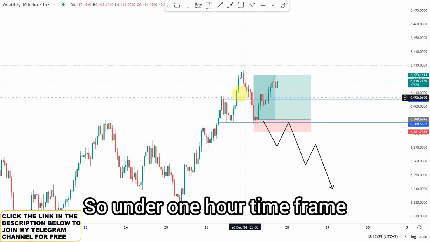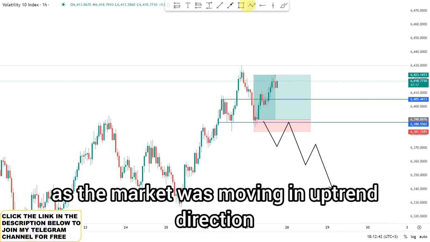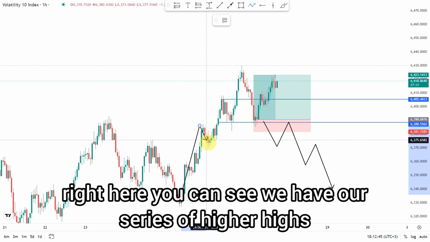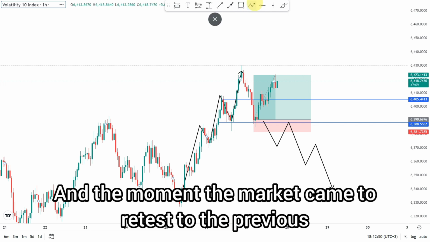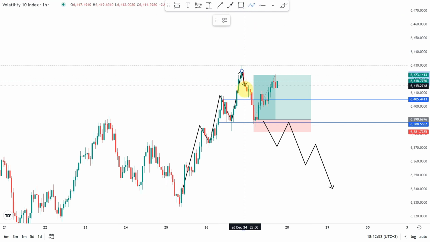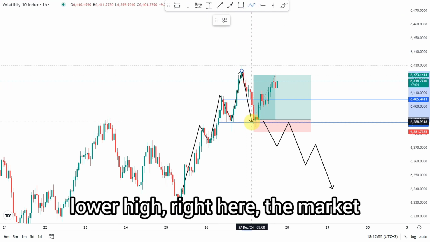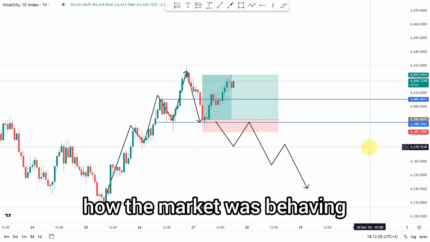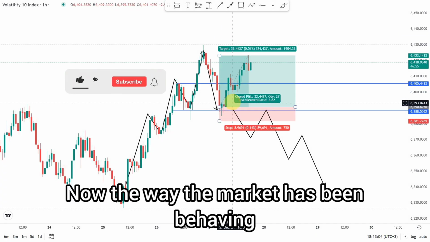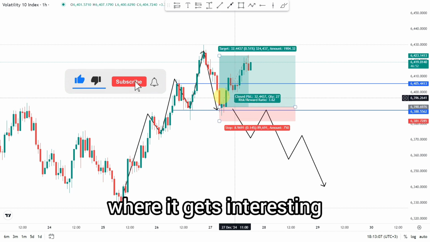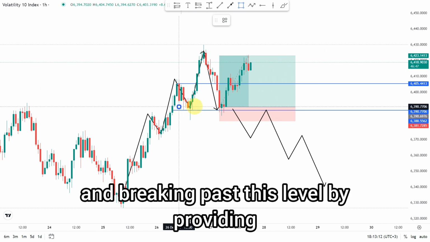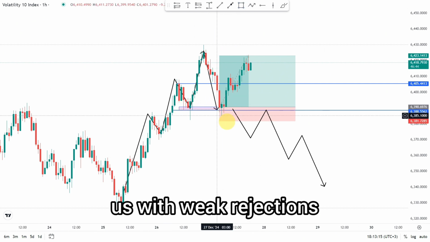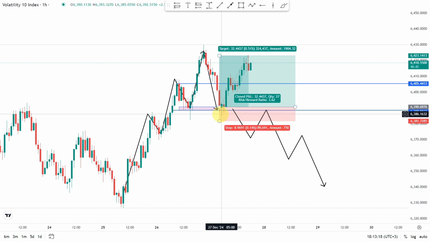So on the 1 hour time frame, as the market was moving in an upward direction, right here you can see we have a series of higher highs and higher lows, higher highs, higher lows. And the moment the market came to retest the previous lower high right here, you can observe how the market was behaving. Now the way the market has been behaving at this point right here, it's where it gets interesting. You can see the market was having trouble breaking past this level, providing us with weak rejections. Not one weak rejection, not two weak rejections, but three big rejections.